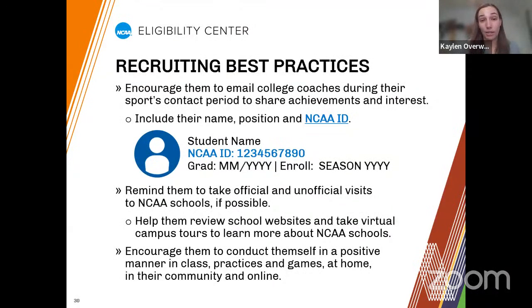And when they're emailing coaches, this is the best practice that we say to include. Have the student's name on that email. When they create an NCAA account, they'll get a 10-digit code, and include that NCAA ID code, because that'll help the coaches find them in our system a little bit faster. Their graduation year, so say they're a senior this year, they would be June 2024. And they'd be enrolling in season 24-25. So that enrollment year is that first year that they would be on that college or university's campus.